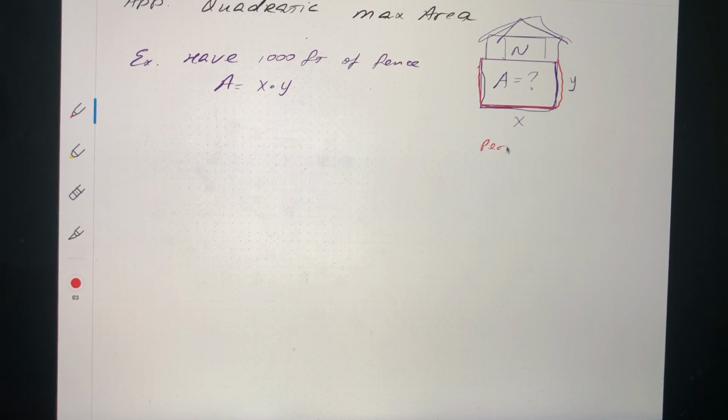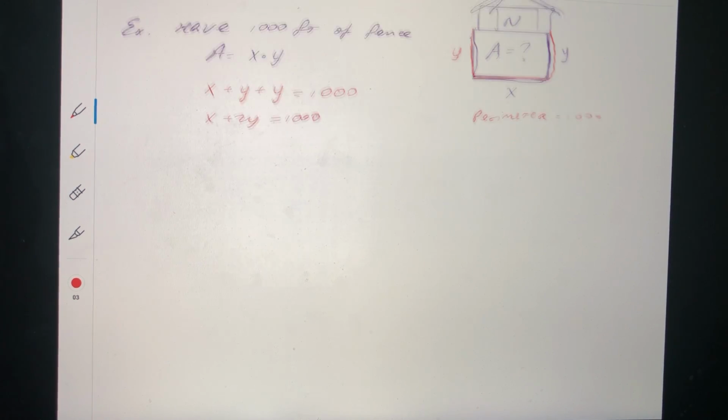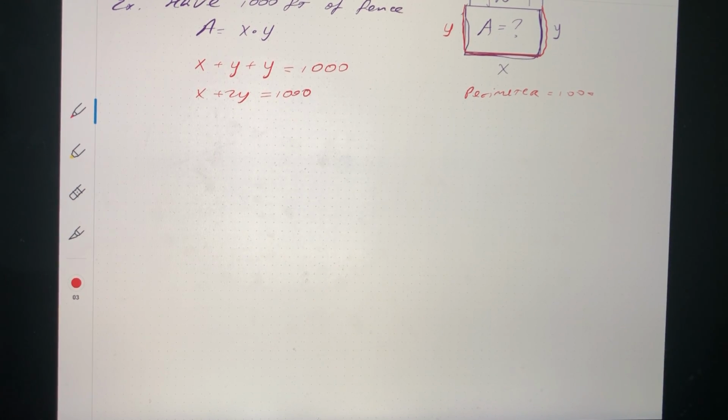So the perimeter is 1,000, and that also means that if we take 1 x plus 2 y's for each vertical side, we should use 1,000 foot of fence, which means x plus 2y is 1,000. Now, if we solve this equation for the y, we will be able to use that y in the area formula. So let's get y by itself, which means subtracting the x from both sides, and then dividing both sides by 2.